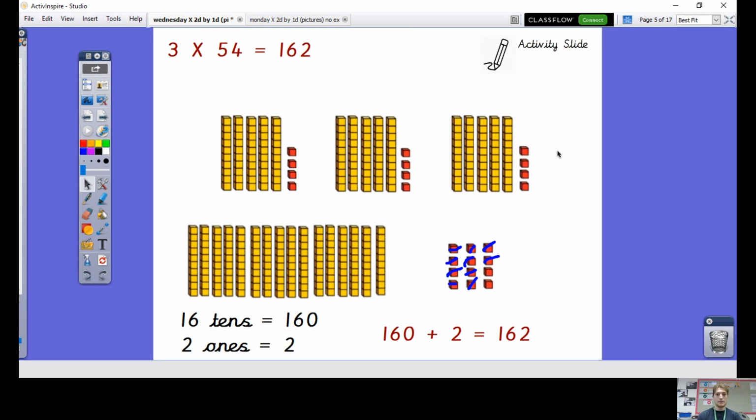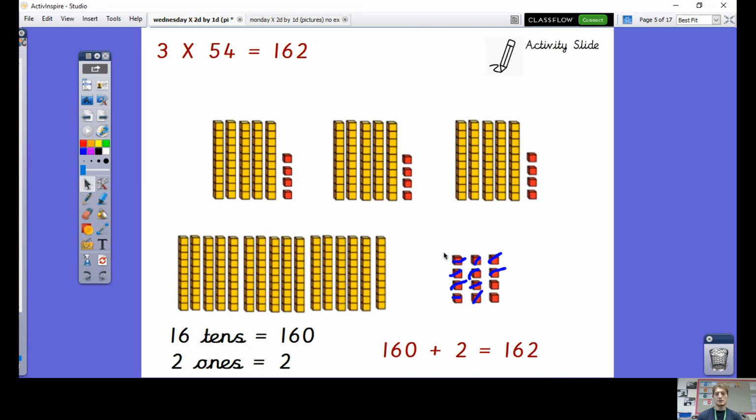162. Okay? So make sure you always check your ones: if you have above 9 ones, you're going to need to exchange.